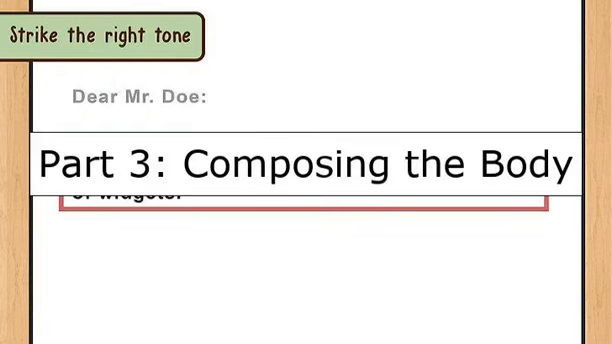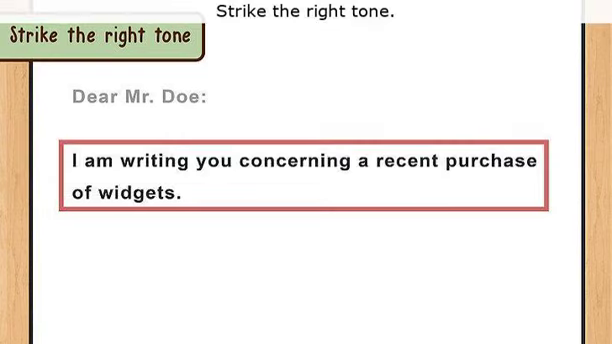Part 3. Composing the body. Step 1. Strike the right tone. Time is money, as the saying goes, and most business people hate to waste time. The tone of your letter, therefore, should be brief and professional.